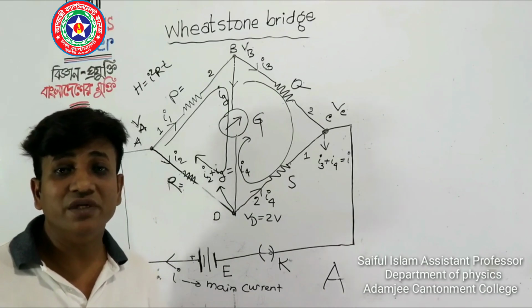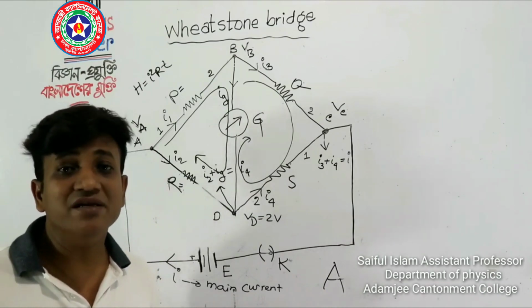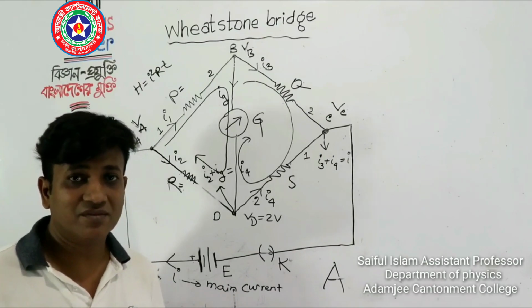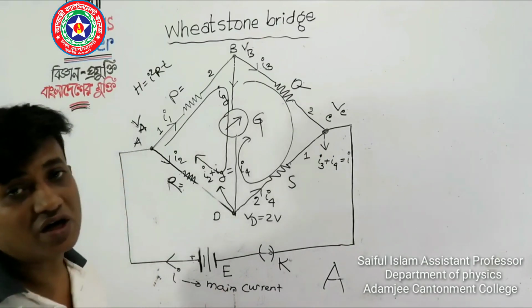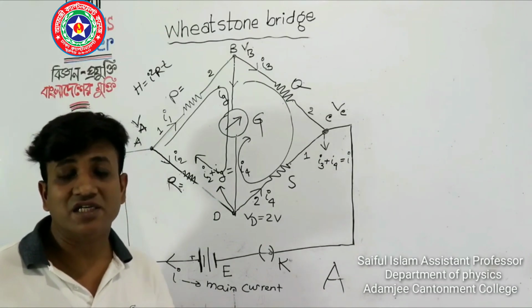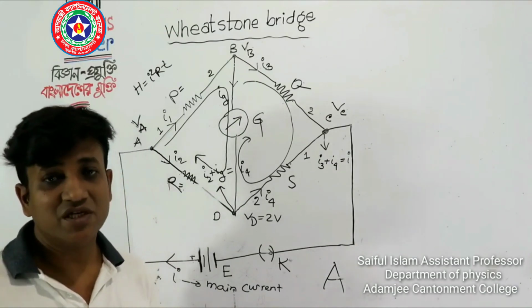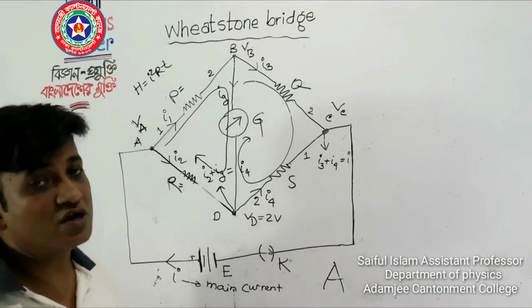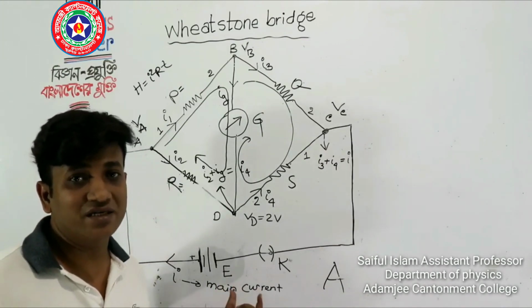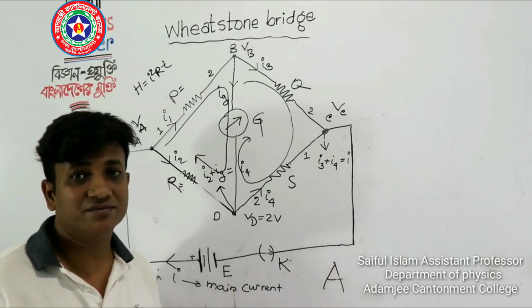And we will not be able to determine the null point. As a result, we cannot determine the unknown resistance of a conductor. Due to this problem, we don't use a high voltage battery in the circuit.